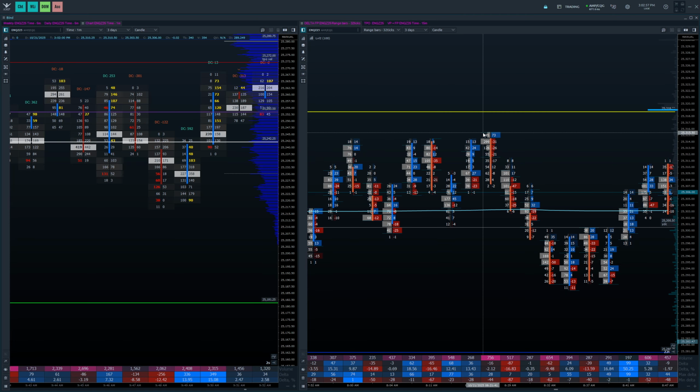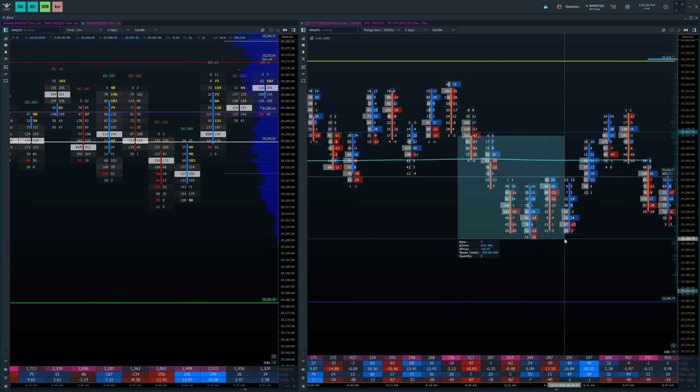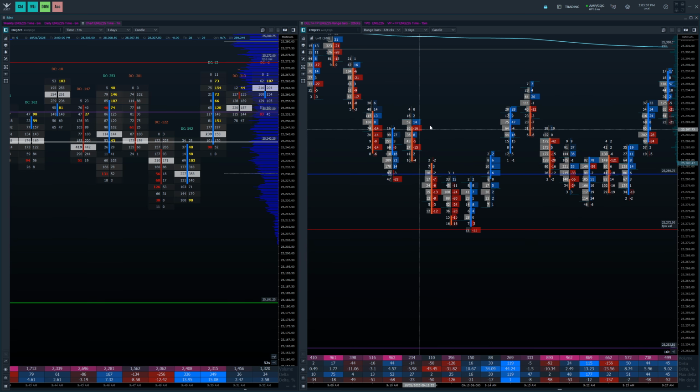So like look at this here at 820, we see 70 buyers absorbed up here. We don't have a finished auction though, but we continue lower and we get a little bit of absorption there, and obviously it ends up dumping. So yeah.